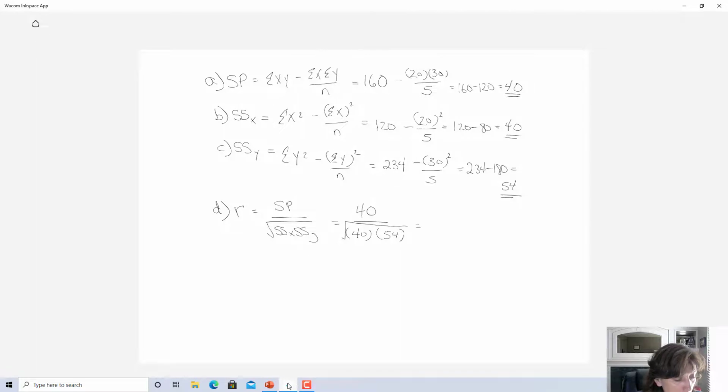Don't do that. So now what I'm going to have here when I do my math is 40 divided by the square root of 2,160. And then I have to take my square root. So if I take the square root of 2,160, that's going to give me 46.148. Okay, so now to get R, I'm just going to take 40 divided by 46.148, and that's 0.86. So my Pearson's R that I just calculated is 0.86.